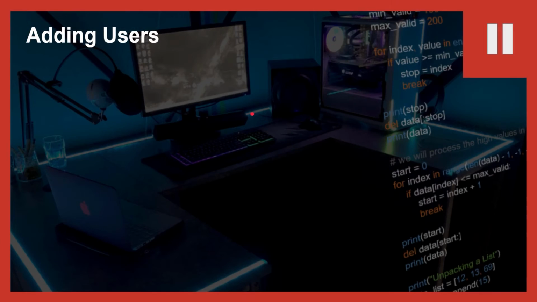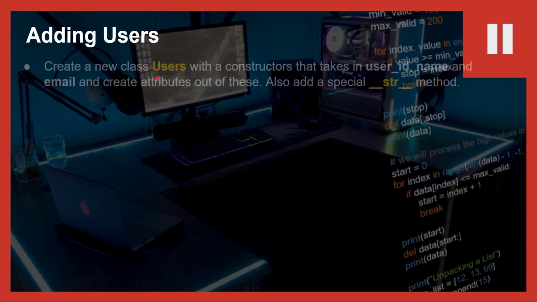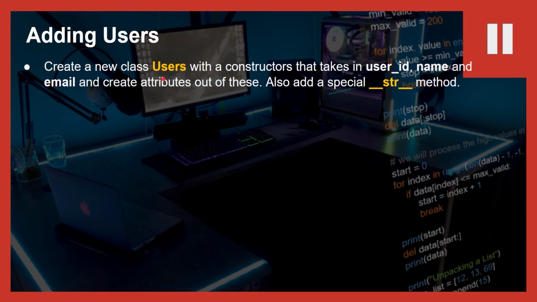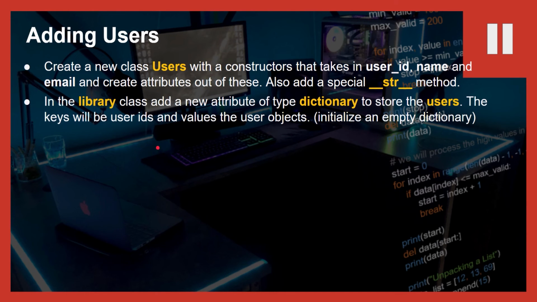Okay, so your challenge is going to be adding users. First, you'll need to create a new class, User, with a constructor that takes in the user ID, name, and email, and create attributes out of these, and also add the __str__ special method to print out that user in a nice way. Inside of the library class, add a new attribute of type dictionary to store the users, where the keys will be the user's ID and the values will be the user's object. Now keep in mind, you'll just need to initialize an empty dictionary inside of that library.